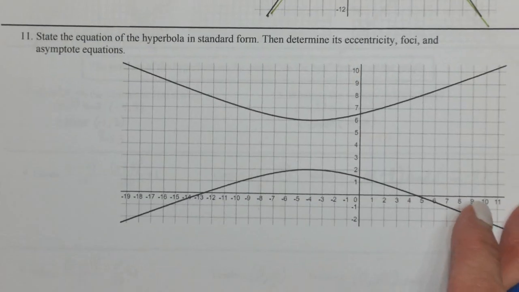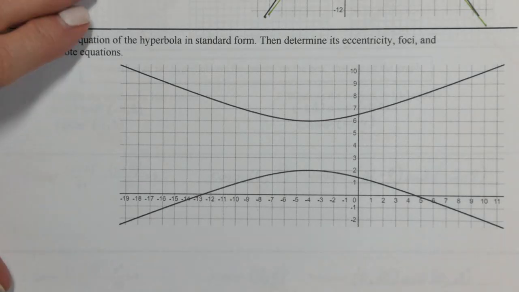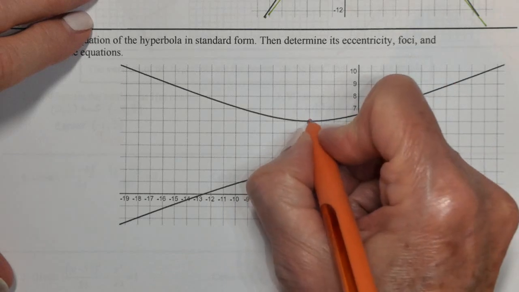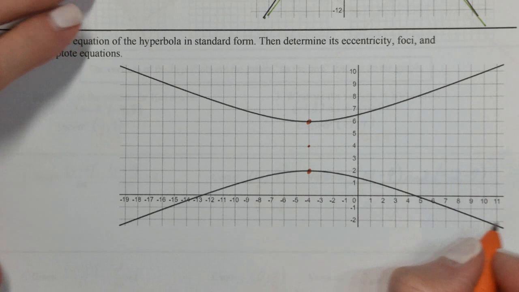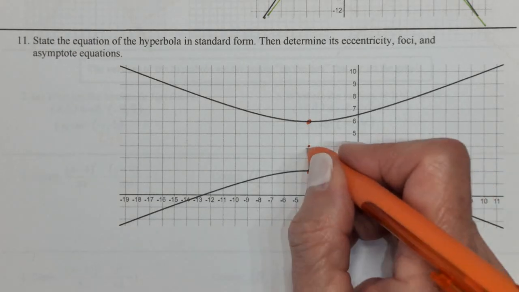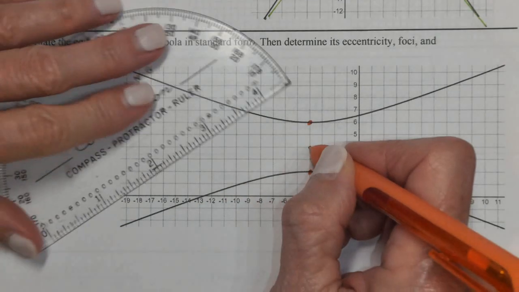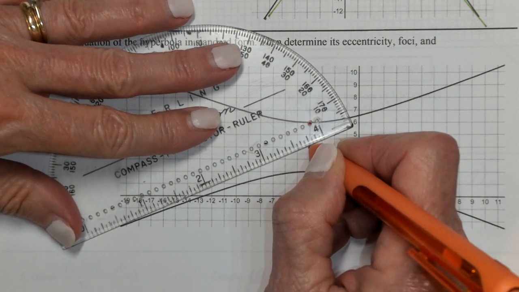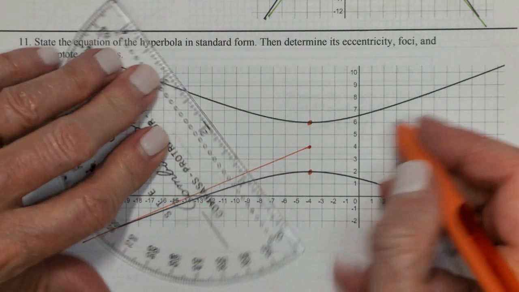Okay, let's do one more like that. Here's the graph, and we want to find all of that stuff. So I find my vertices so that I can find my center. And now I'm going to connect my center with the end of each of these long arms, right? Like that.